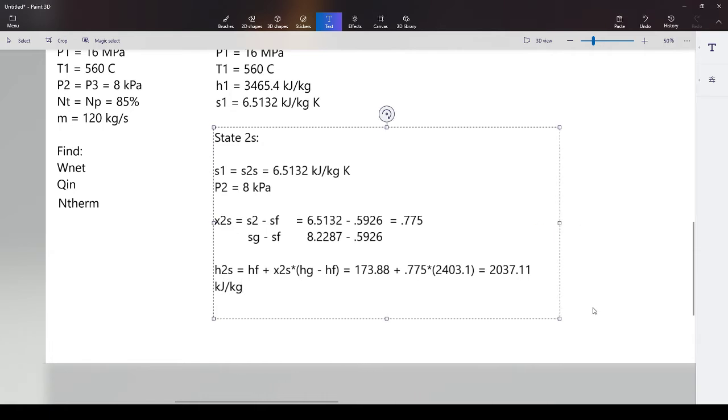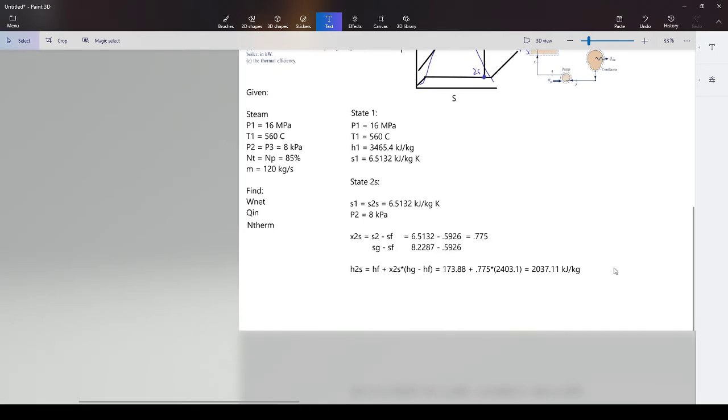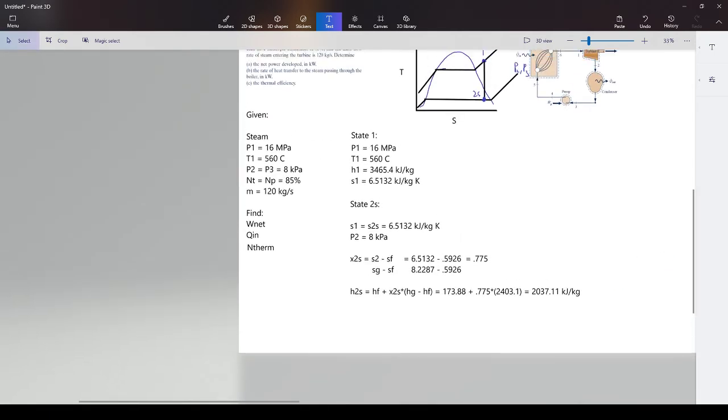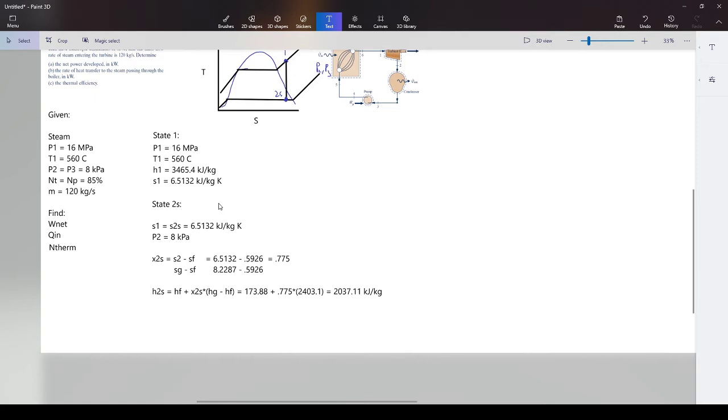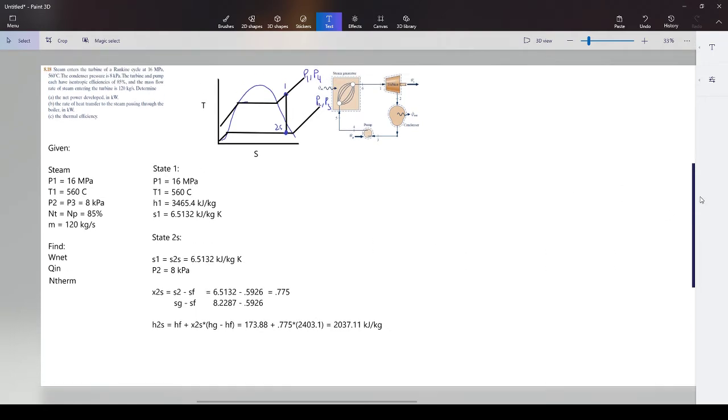So this right here is state 2S. We have solved state 2S. We found our enthalpy. Hooray. Now we have to solve the actual state, because very clearly if our turbine has an efficiency, it means that it's not isentropic. It means that there are some losses happening. And so for us to solve the actual value of state 2, we have to use that efficiency.